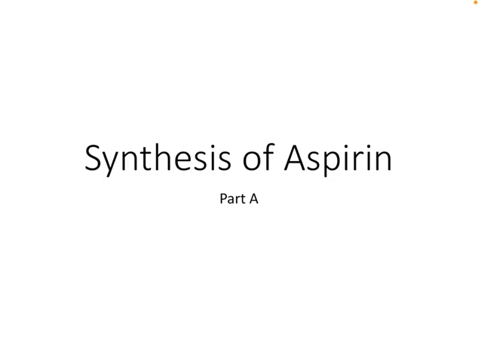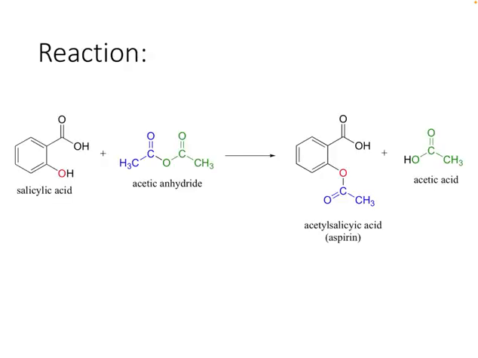Hi everyone, in this video we're going to go over the synthesis of aspirin lab, part A. So in this reaction, we're going to react salicylic acid with acetic anhydride to give us acetylsalicylic acid, also known as aspirin. This will also form a byproduct called acetic acid.